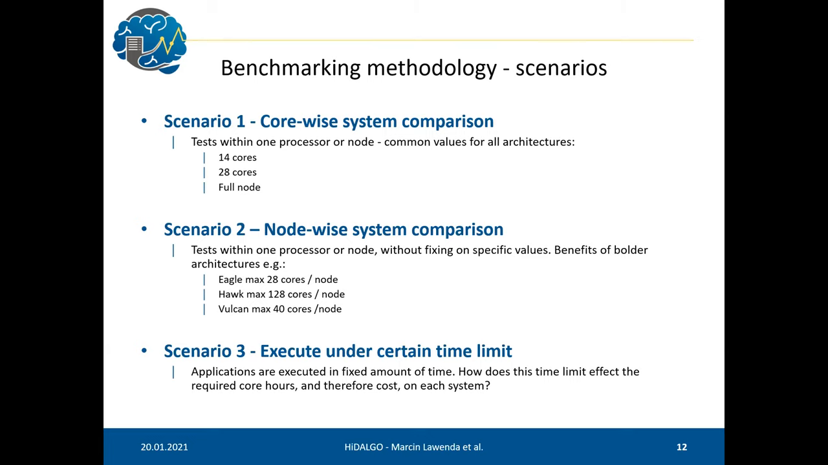Node-wise system comparison. It is the situation when a whole node was assigned to execute some job. And in this case, we have for the Eagle, which is hosted at the PSNC, 28 cores per node. For the Hawk, we have 128 cores per node, and the Vulcan, 40 cores per node.